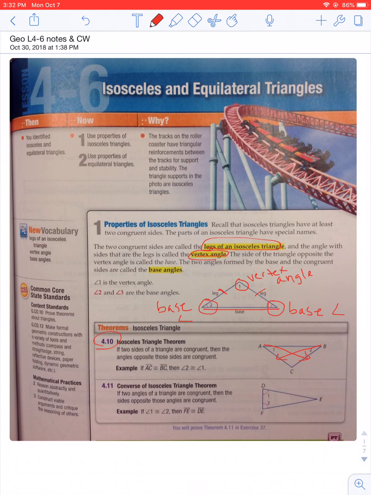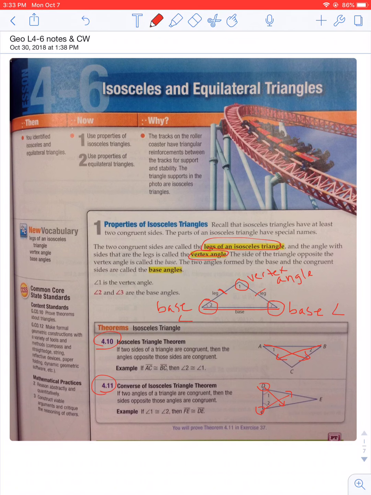And so let's go over these two isosceles triangle theorems, 4.10 and 4.11. 4.10 says if two sides of a triangle are congruent, then the angles opposite those sides are congruent. So it's basically saying that the base angles are congruent. And then conversely, if two angles of a triangle are congruent, then the sides opposite those angles are congruent. So that's what 4.11 is showing you, that if they show D and F are congruent, that means this leg and this leg are congruent to each other also, okay? It goes both ways.